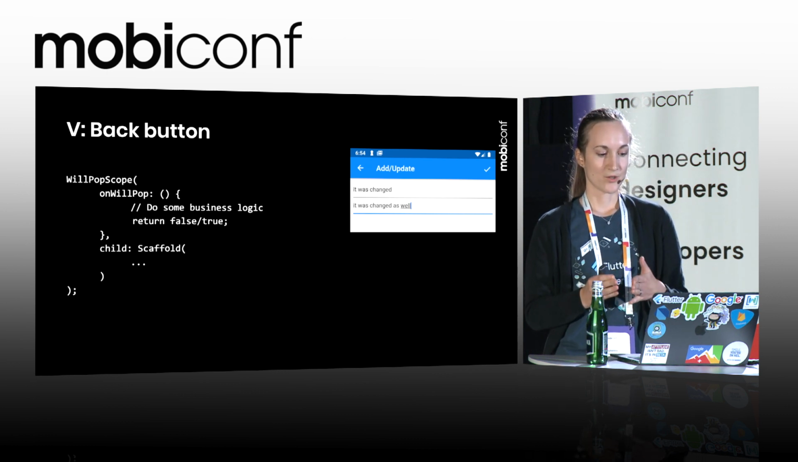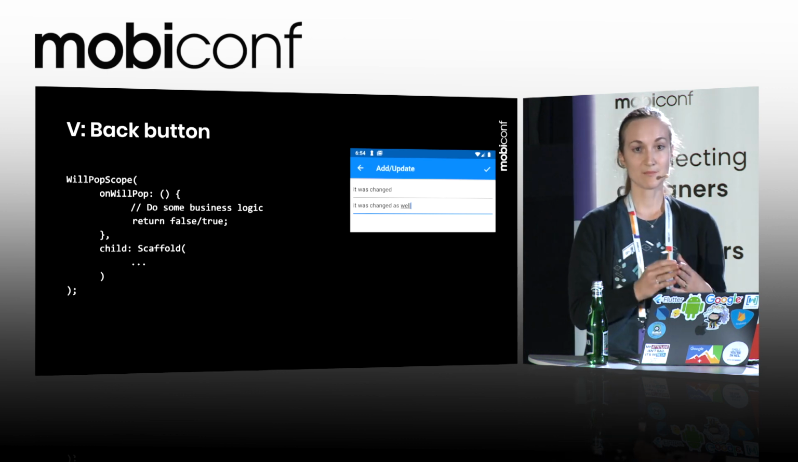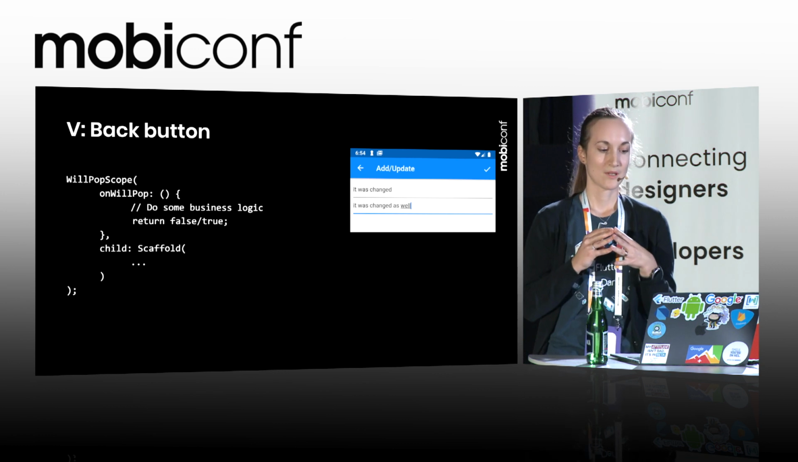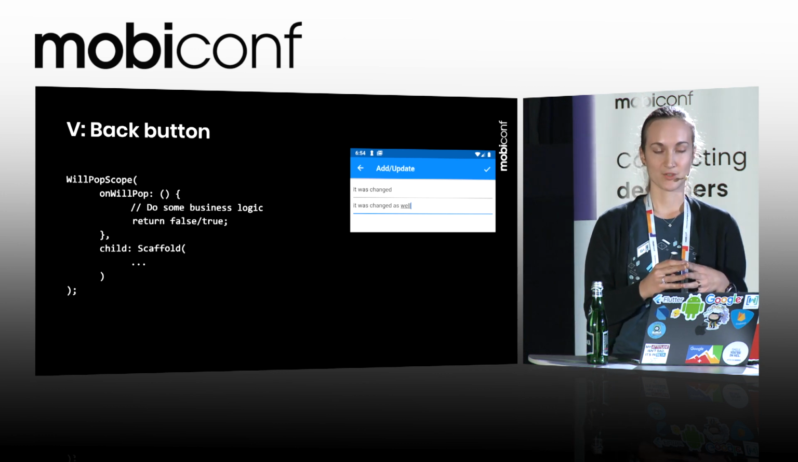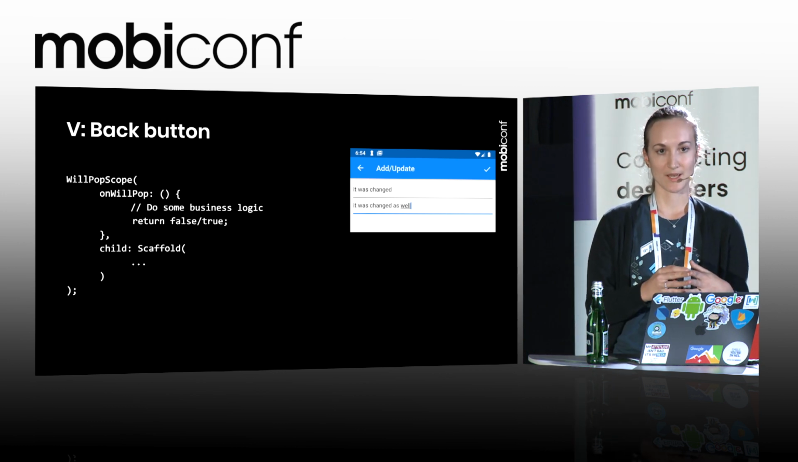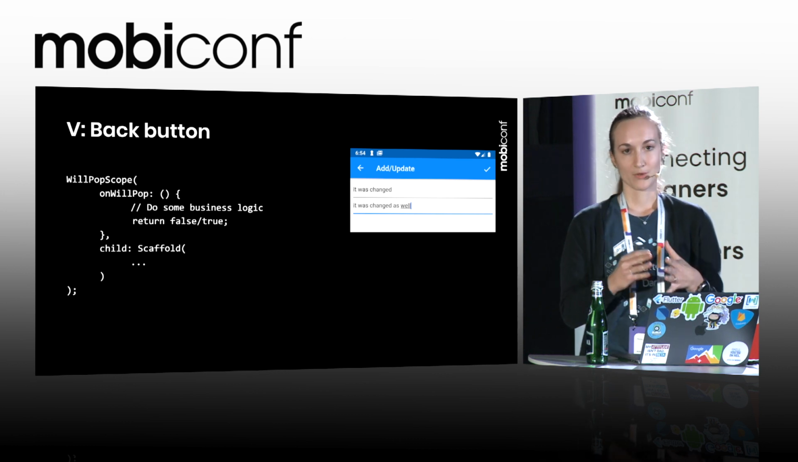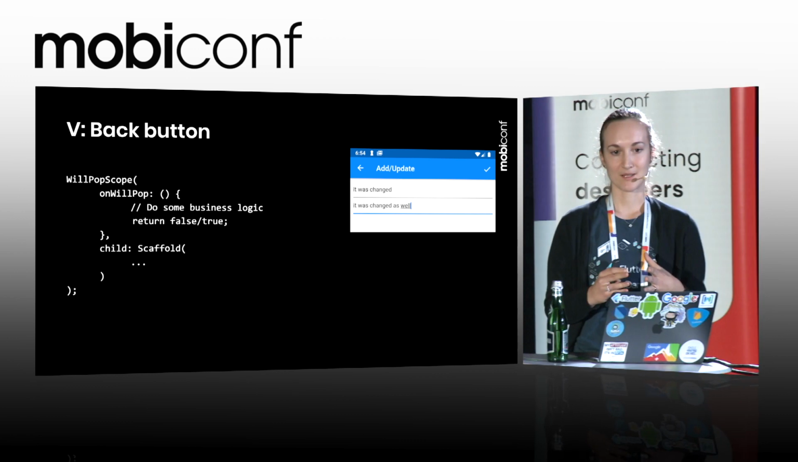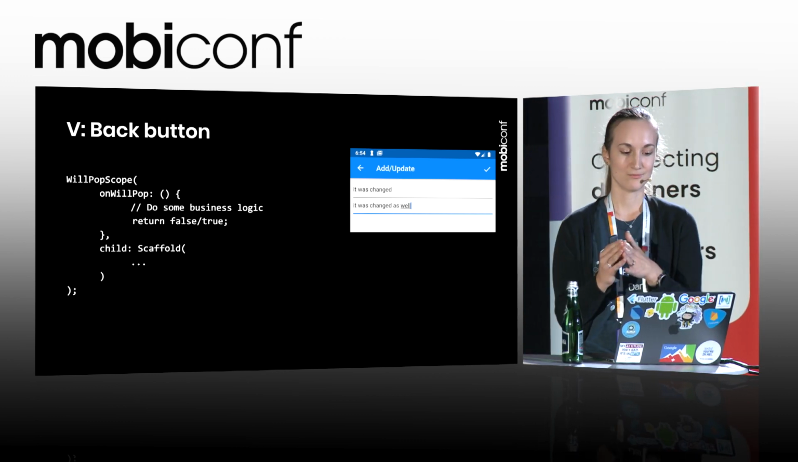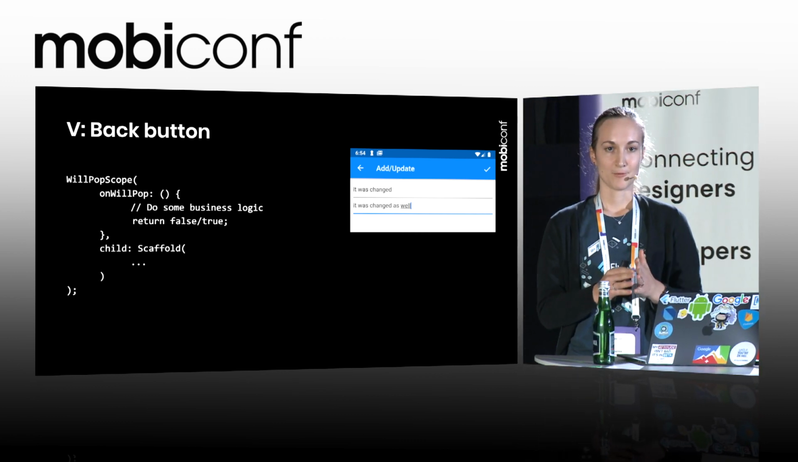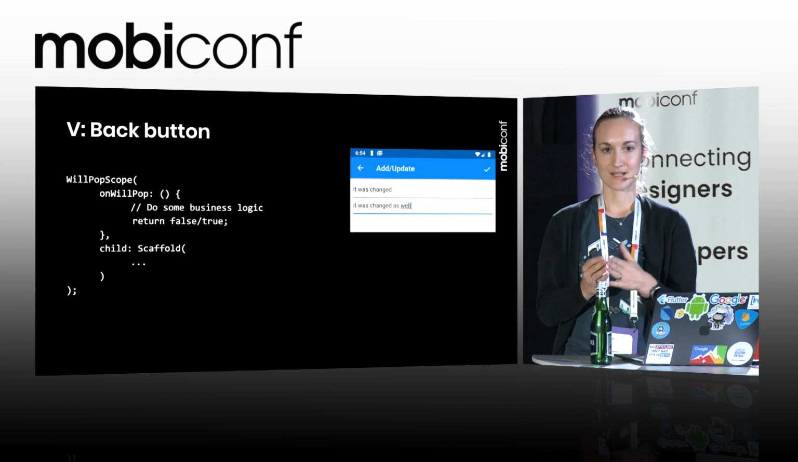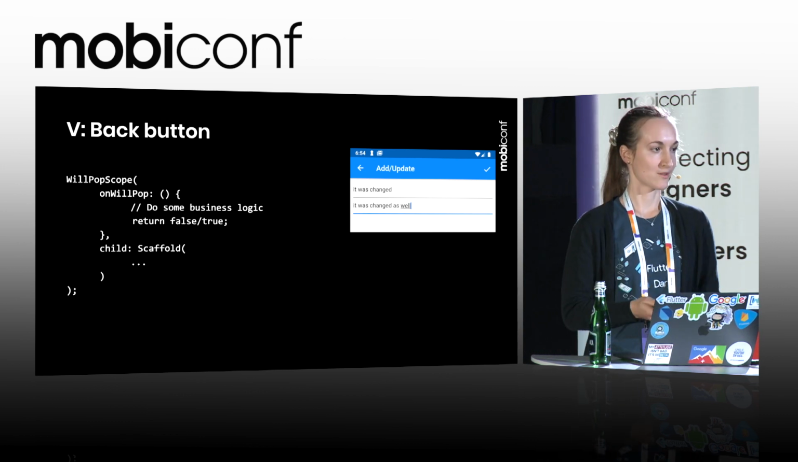To add business logic when the user presses the back button, we need to wrap our Scaffold widget with the WillPopScope widget and implement the onWillPop callback. The onWillPop callback must return true or false. When we return true, the current screen will be closed, otherwise not.